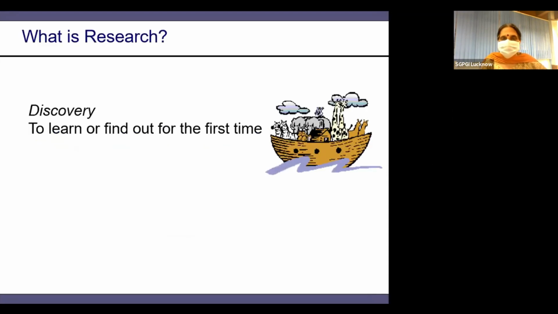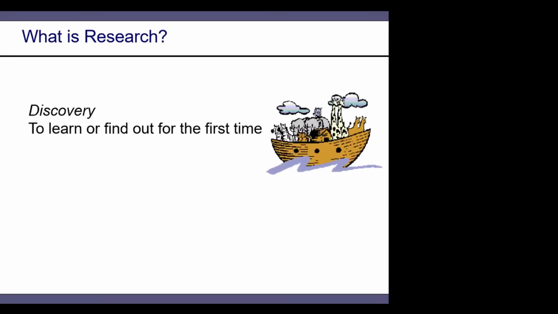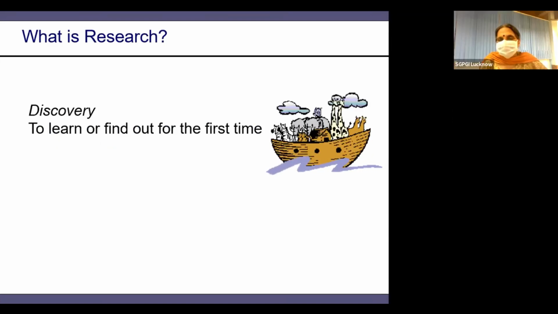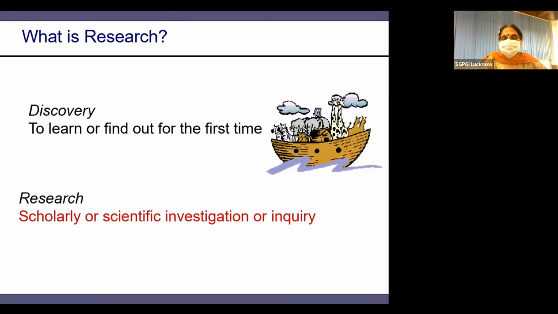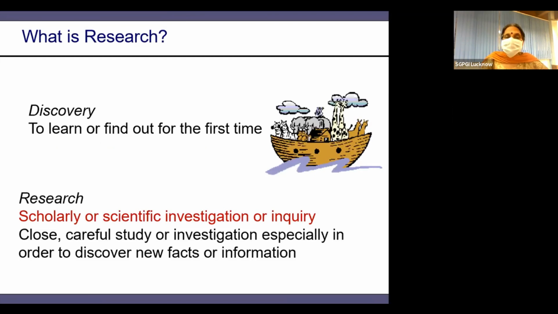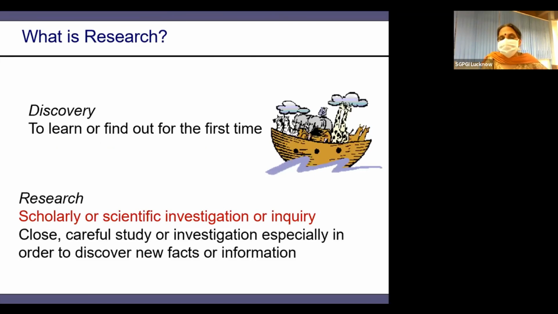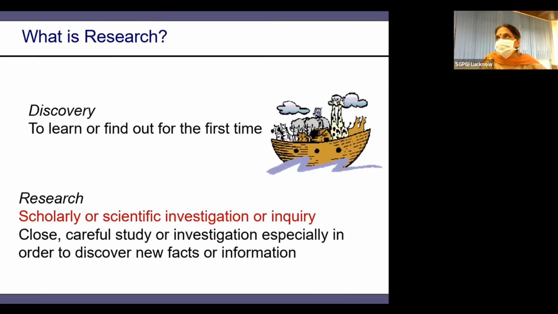Thank you. If you look at the difference between research and discovery, discovery is like Charles Darwin saw something and thought of it, or we can just discover something out of the blue. Whatever we find for the first time, we say we have discovered it. But research is not that easy. Research is a very scholarly or scientific activity. It needs very close, careful study in an orderly fashion to discover new facts or new information. So it cannot be done in a hurry. It needs time, energy, money, everything.